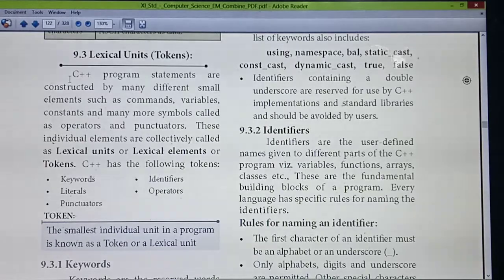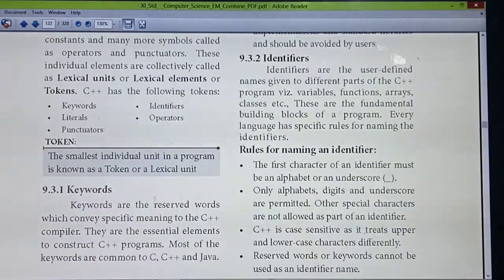What do you mean by token? Name the tokens available in C++. Mark from the C++ program under the heading token, starting from the C++ program to this point, operators. This is the first 2-mark question. Have you all marked? Then the second question, what do you mean by keywords?